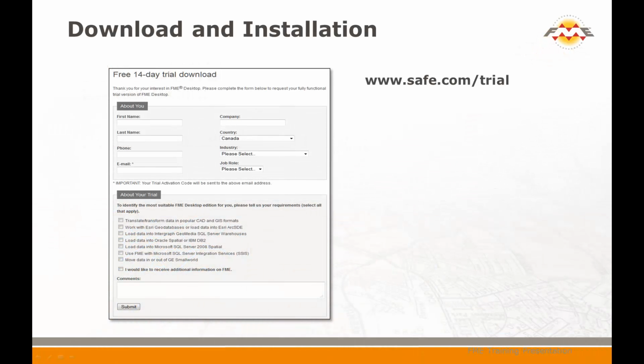A trial version of FME can be downloaded from www.safe.com/trial. Fill in the trial request form and choose which edition of FME you require by answering the question. If you aren't sure, then the edition for loading data into Oracle is usually a good all-round choice. The file you download will be called fme_eval.msi.